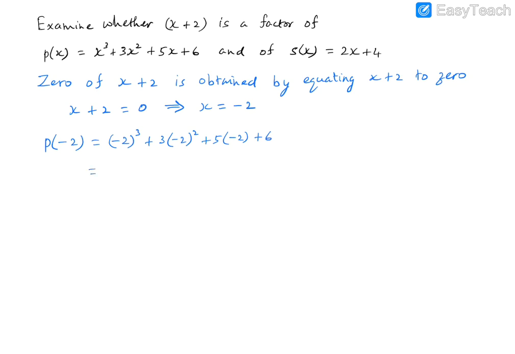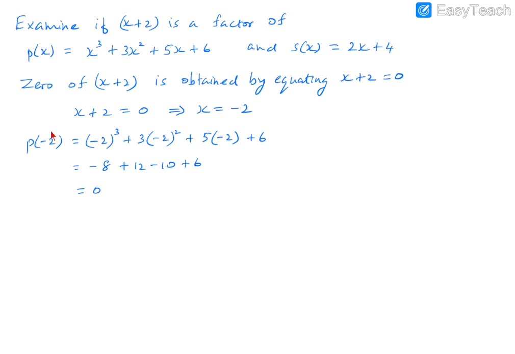So minus 2 cube is minus 8. Minus 2 square is plus 4. Plus 4 into 3 is plus 12. 5 into minus 2 is minus 10, and plus 6. So what does that evaluate to? We have 12 minus 8 is 4, and minus 10 plus 6 is minus 4. So effectively this is equal to 0. Or, minus 8 minus 10 is minus 18, and 12 plus 6 is plus 18. So minus 18 plus 18 is 0.